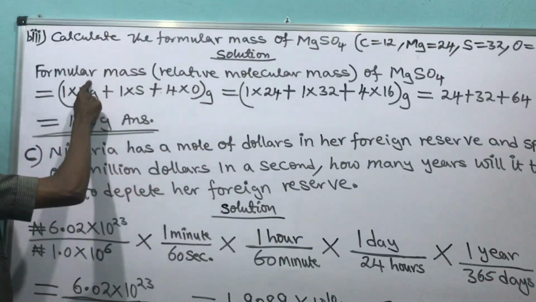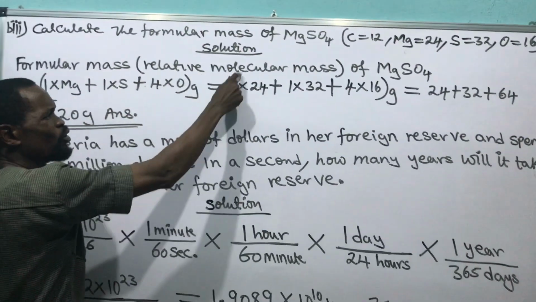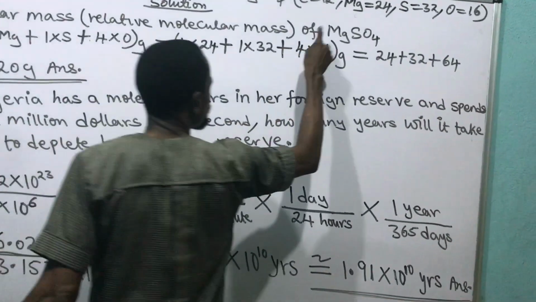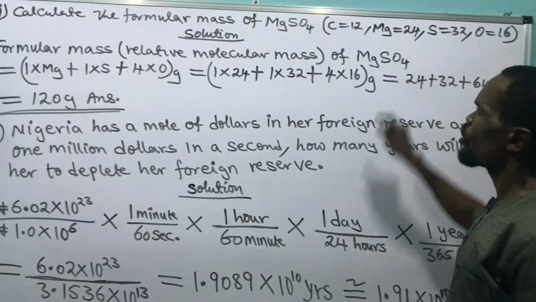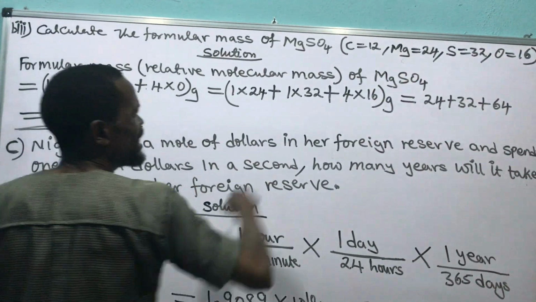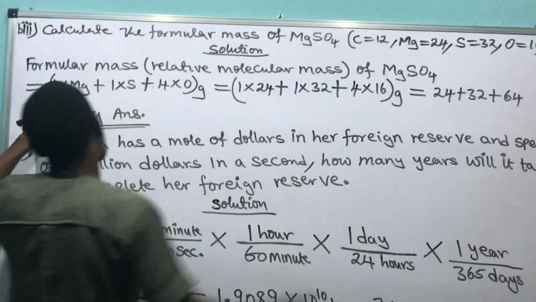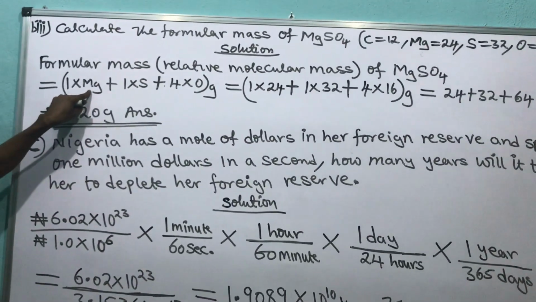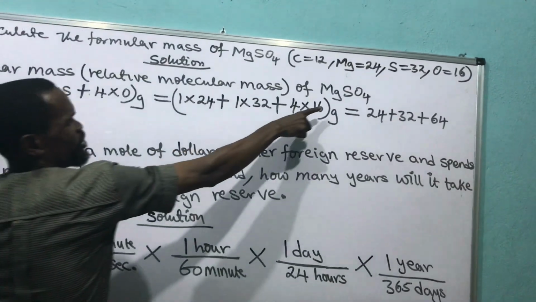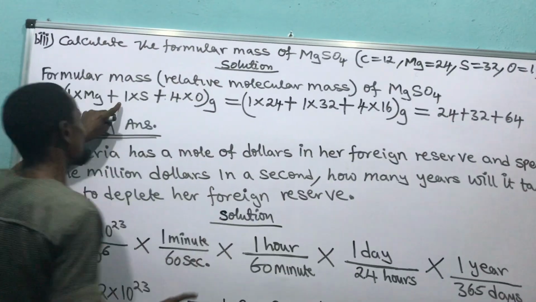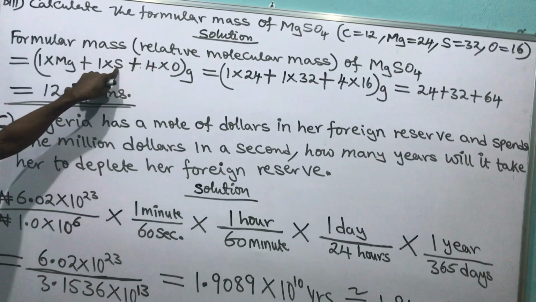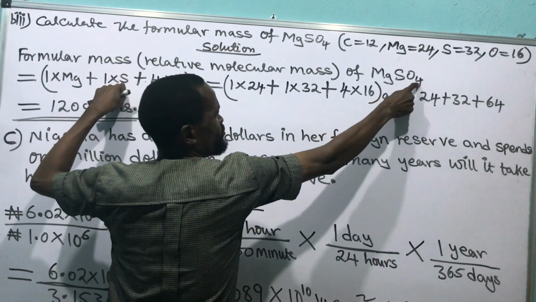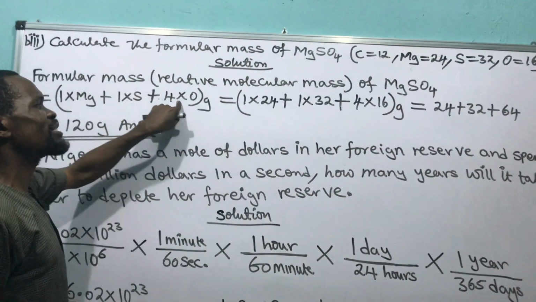When we say formula mass, it is the same thing as relative molecular mass of MgXO4. We now say, how many Mg is here? 1. You will say 1 times Mg. Then how many sulfur is here? 1. I have 1 times sulfur. How many oxygen is here? 4. I have 4 times oxygen.